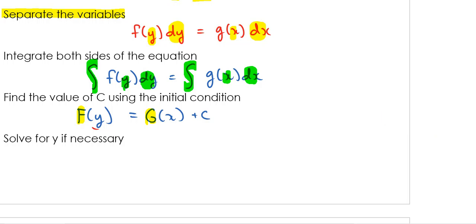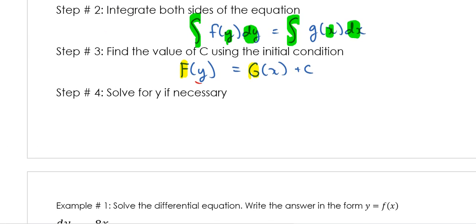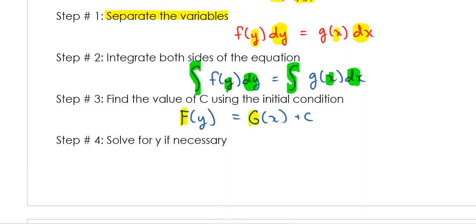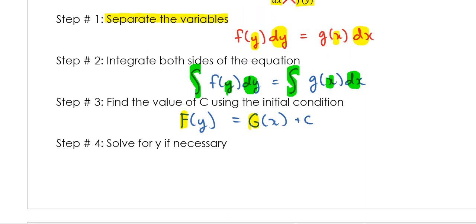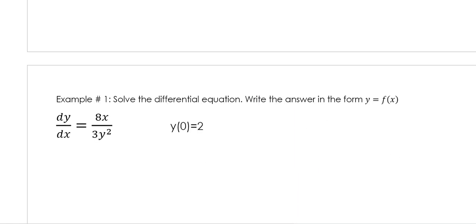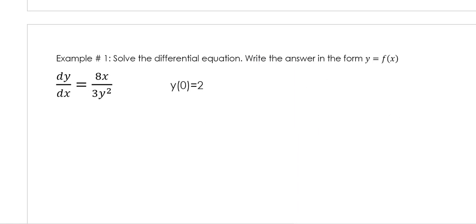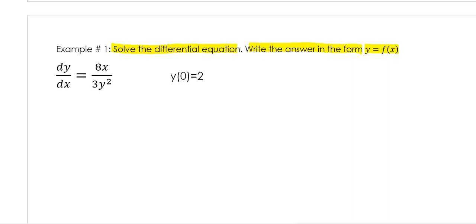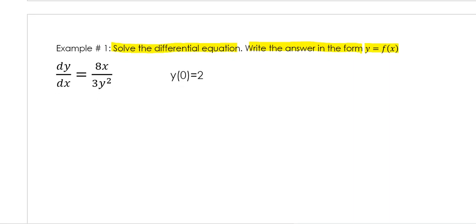And once we've done that, we just solve for y if necessary. Okay, and I'll come back to these rules once we walk through a full example here. Okay, let's move on to question number 1. For question number 1, I want to solve the differential equation, and I want to write the answer in the form y equals f of x. Okay, so I need to find an equation here. And this part right here, y of 0 equals 2, this is an initial condition.